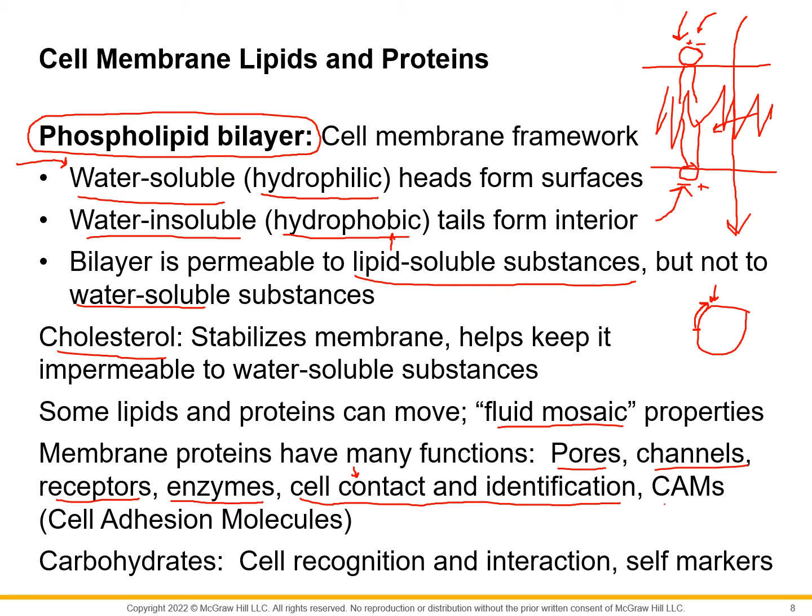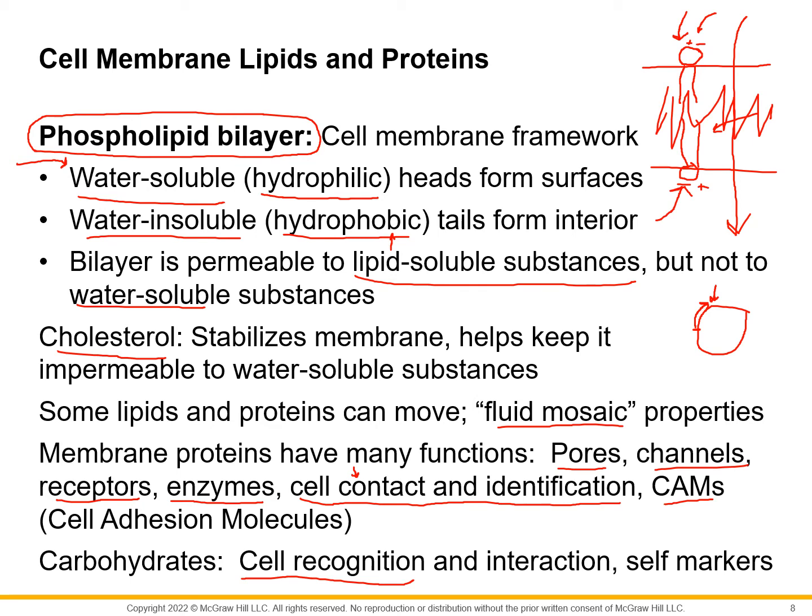We're also going to look briefly at these things called CAMs, which are cell adhesion molecules, and what we're going to see is it's mainly for white blood cells, showing how they can find where they need to go and move. And then there's also carbohydrates. Again, these are going to also be for cell recognition, interaction, and self markers, like I said.